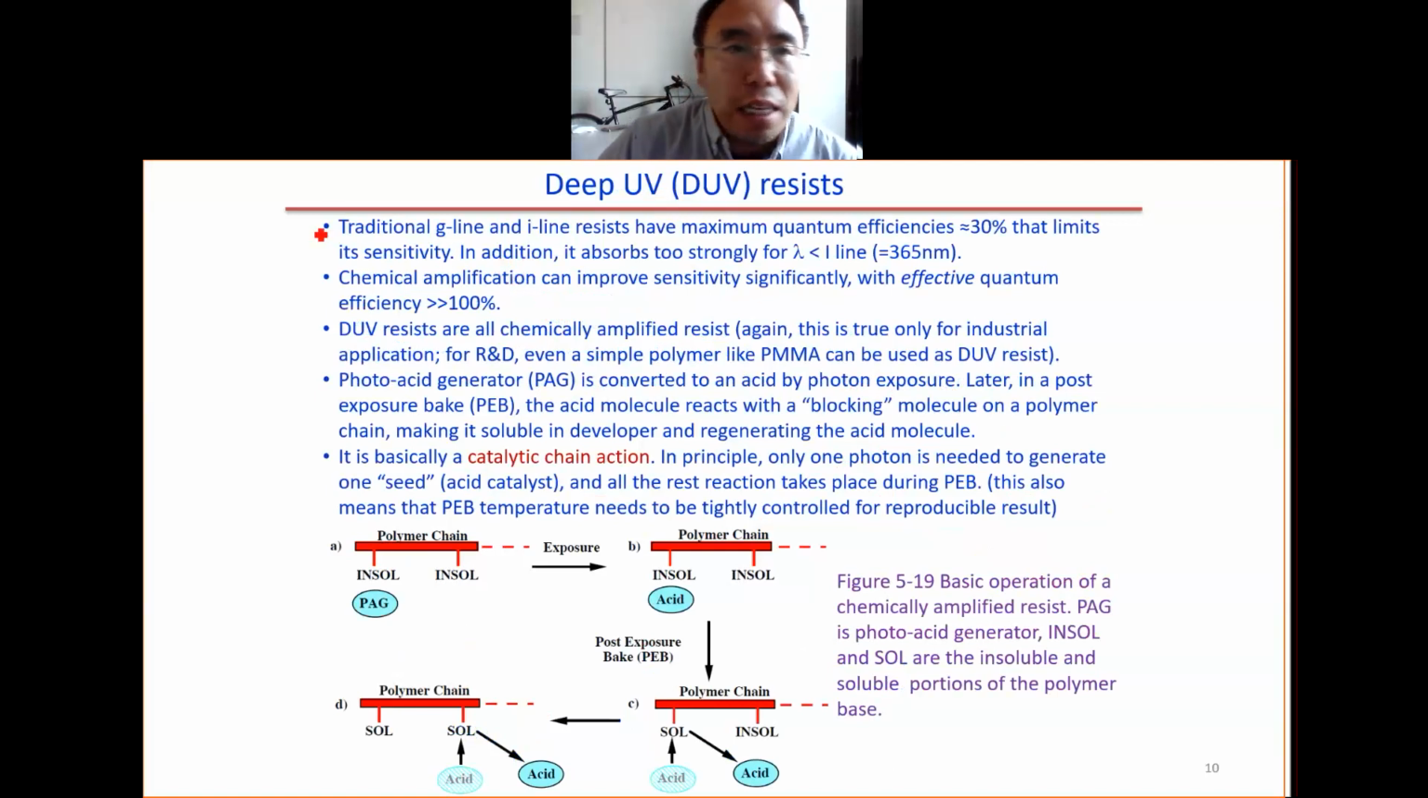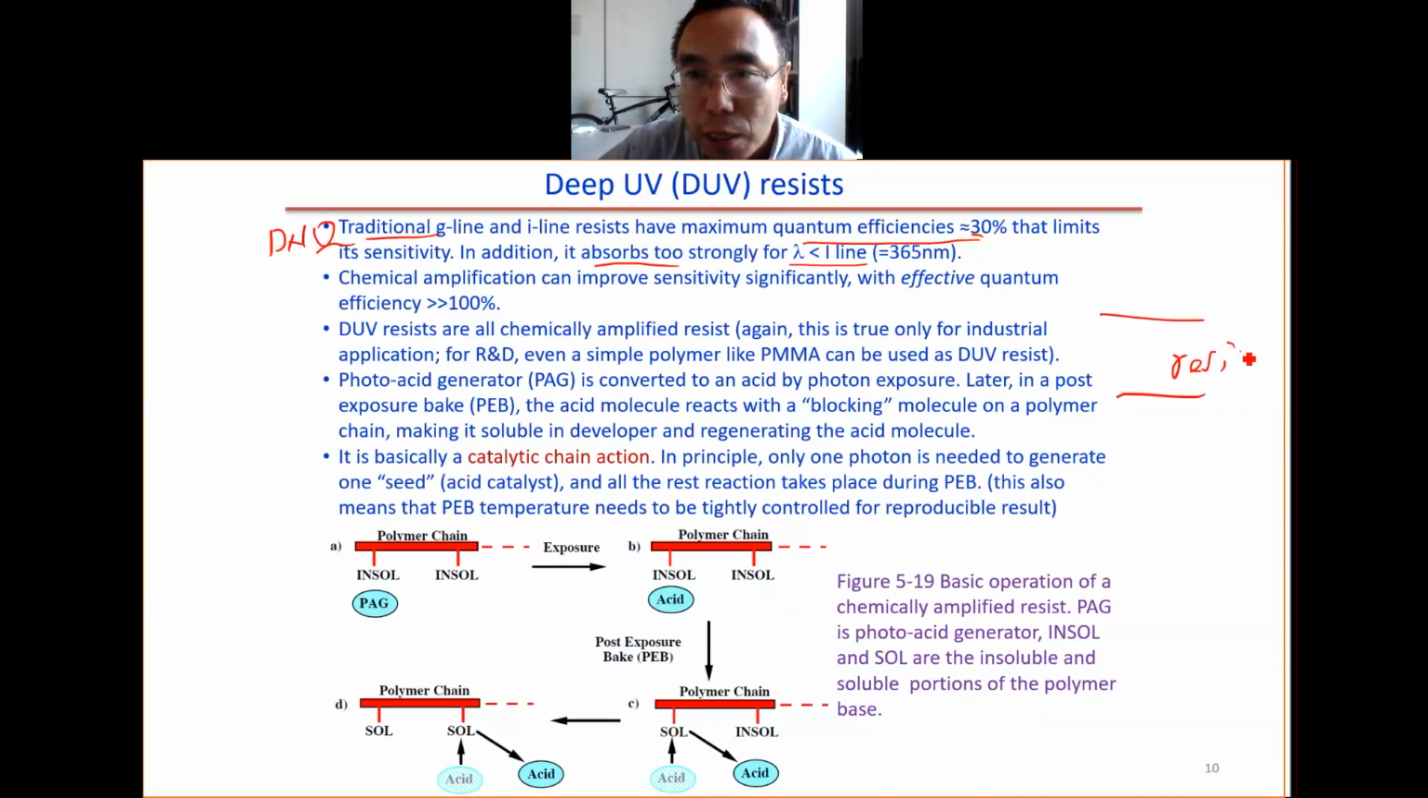So far we have talked about the DNQ resist, the traditional G line and I line positive resist. But it has low quantum efficiency. Quantum efficiency means how many chemical reactions are induced by each photon, and here it is about 30%. It also absorbs too much at shorter wavelengths, with very strong absorption. So the light comes in, the top part will be exposed, and the bottom part has no exposure because the light is absorbed by the top part. So this is not good for shorter wavelengths.